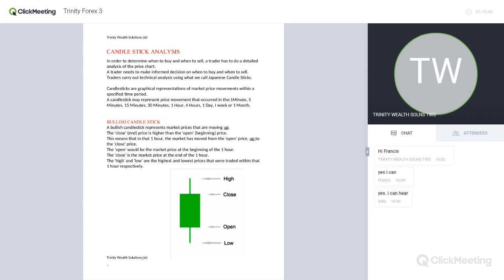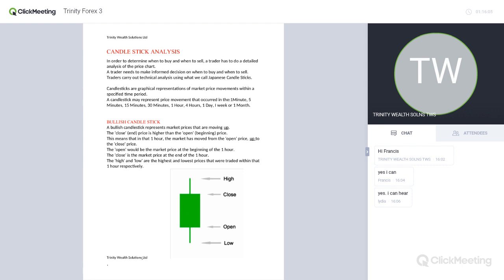So the close is the market price at the end of the 1 hour. That is in case of a 1 hour candlestick. So whatever time frame you're using, that's the same interpretation, whether it's a daily or a 5 minute time frame. So if the close is above the open, that's a bullish candlestick.